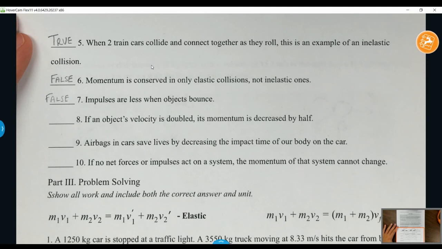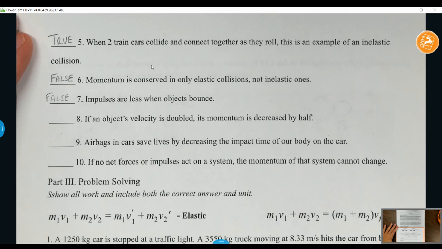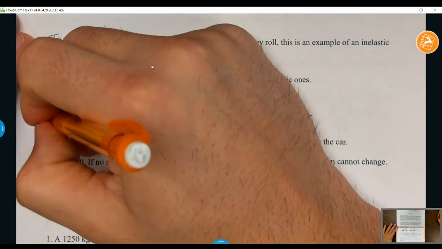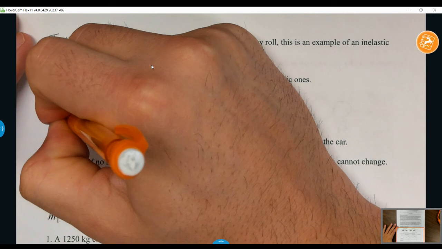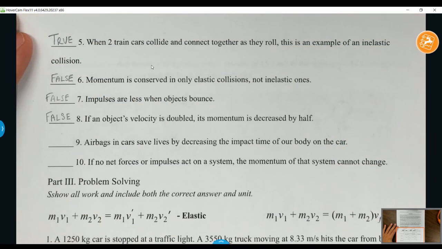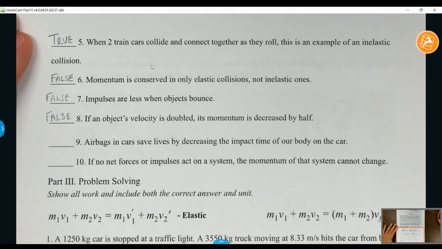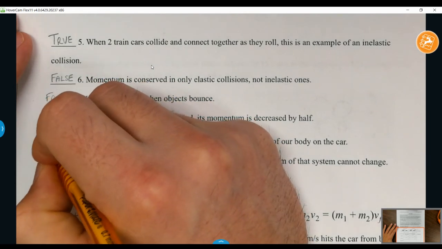If an object's velocity is doubled, its momentum is decreased by half. No. The faster it's moving, the more momentum it's going to have. So that is also a false. Airbags in cars save lives by decreasing the time of impact of our body on the car. Do airbags decrease the time of impact? No, increase it. Yep, correct. By increasing it means less force, less ouch. So that's better for us. So that is then false.